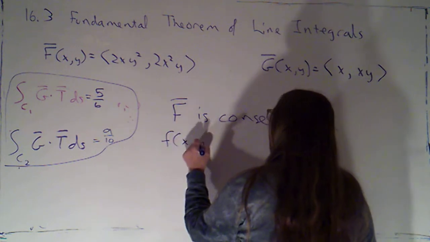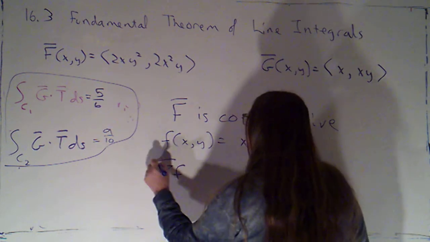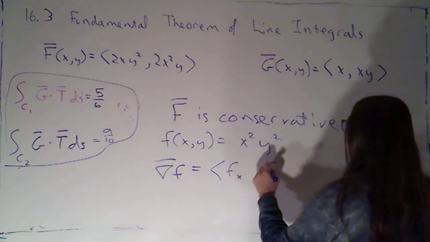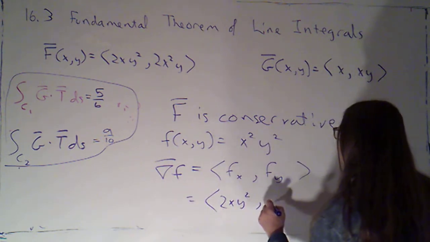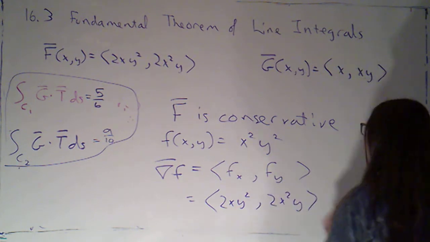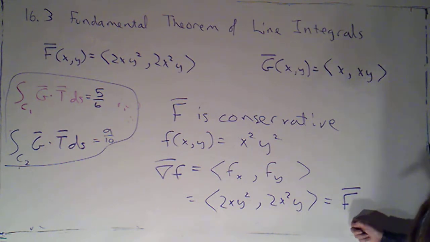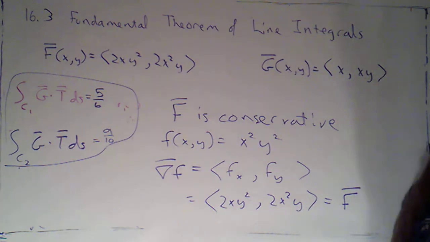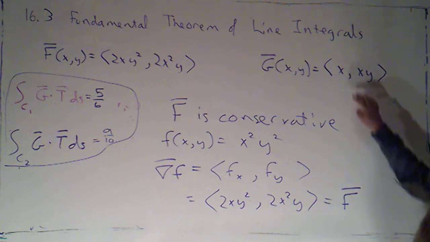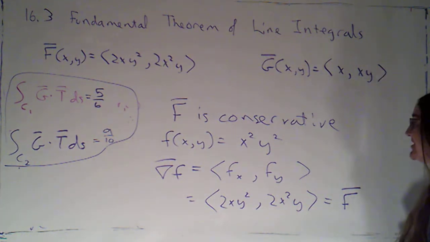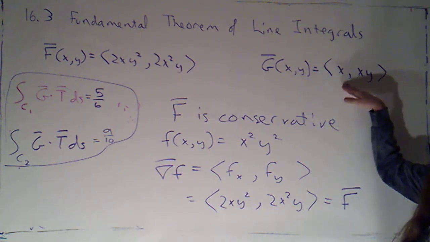So if I take f of x, y, and I let that be x squared y squared, if I were to take the gradient of f, which would just be f sub x, f sub y, that's going to be 2xy squared, 2x squared y. That's exactly what F is. Now, G is not conservative. Again, at this point, I simply have to tell you that, okay? We will eventually be able to see how we can tell that G is not conservative, that there's no function so that if I take the gradient of that function, I will get G, okay?